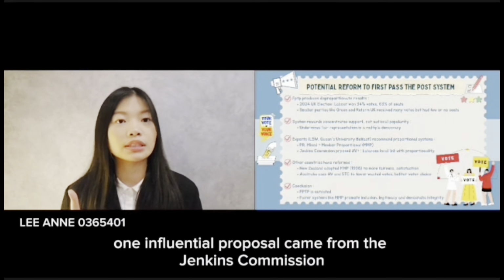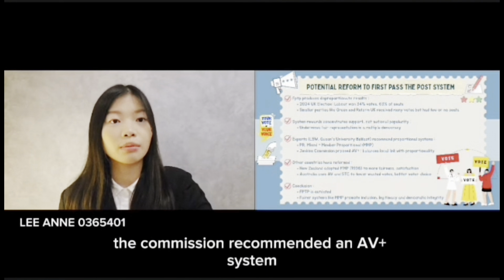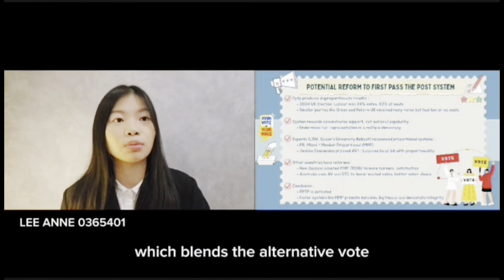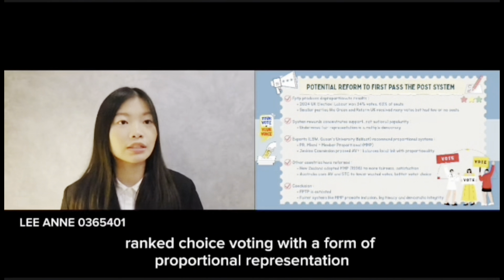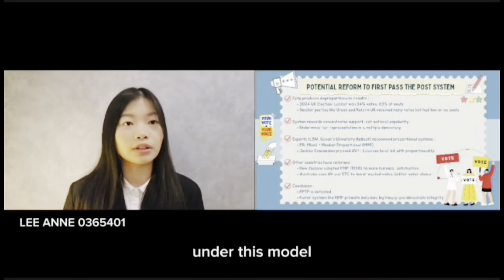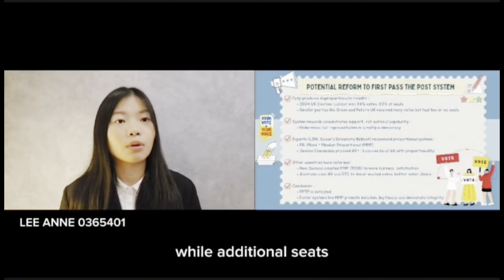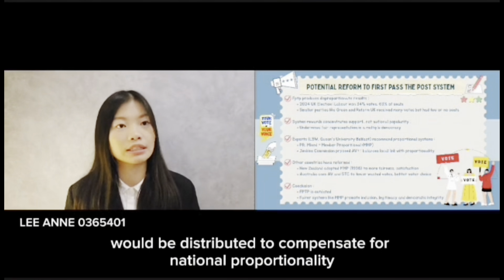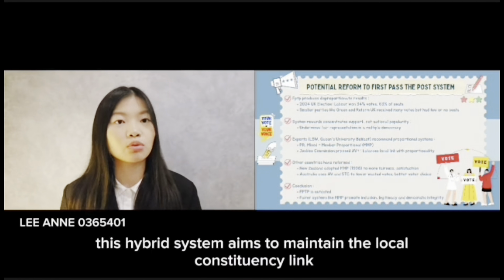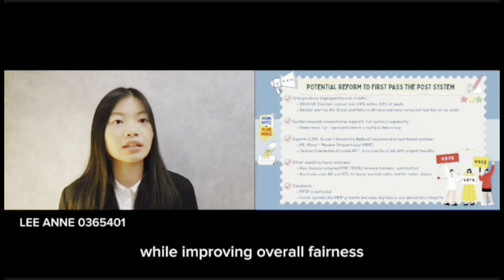One influential proposal came from the Jenkins Commission, established by the UK government in 1997. The Commission recommended an AV Plus system, which blends the alternative vote, ranked choice voting, with a form of proportional representation. Under this model, voters would rank candidates in single-member constituencies, while additional seats would be distributed to compensate for national proportionality. This hybrid system aims to maintain the local constituency link while improving overall fairness.